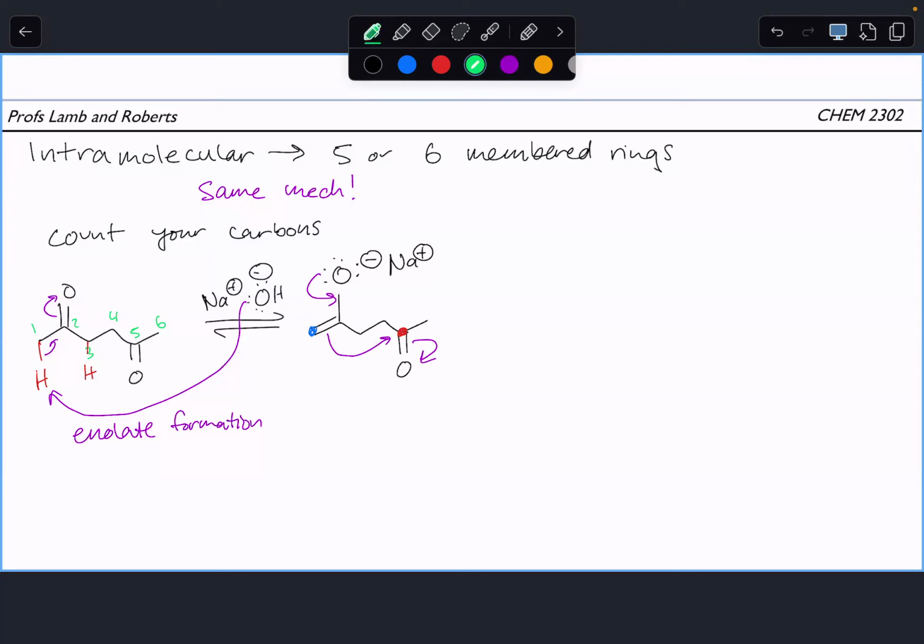Okay, let's number our carbons again. 1, 2, 3, 4, 5, 6. So this is going to form a 5-membered ring because carbon 1 is attaching to carbon 5. So I always draw my ring first. So 5-membered ring, and then I'm going to number my carbons. 1, 2, 3, 4, 5, and then I will fill it in. So on carbon 2, I need my carbonyl that got reformed. So let's draw a carbonyl at carbon 2. And then on carbon 5, I have my carbon 6 and I have my alkoxide.